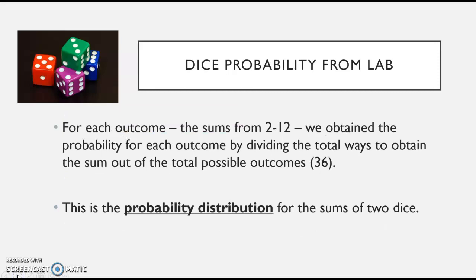In our dice and probability lab, for each outcome, the sums 2 through 12, we obtained the probability for each outcome by dividing the total ways to obtain each sum out of the possible 36 outcomes. This was our probability distribution, so we could write out what the probability is for 2, 3, 4, 5, 6, all the way through 12.